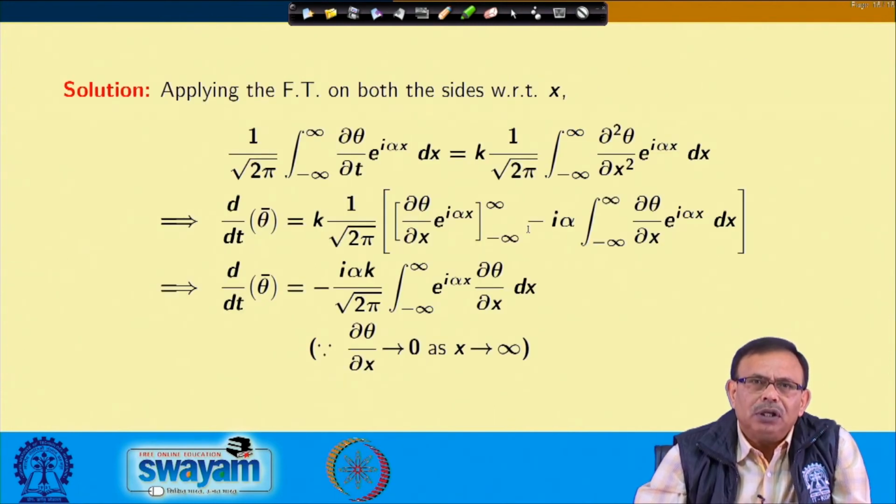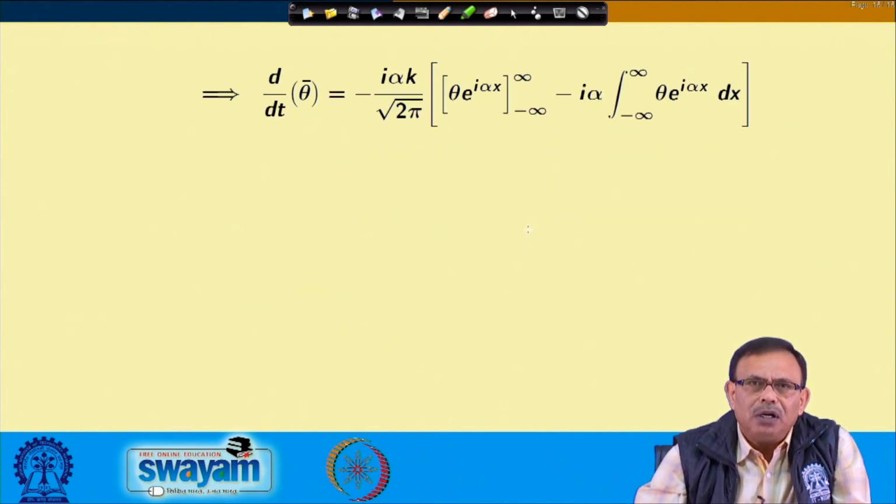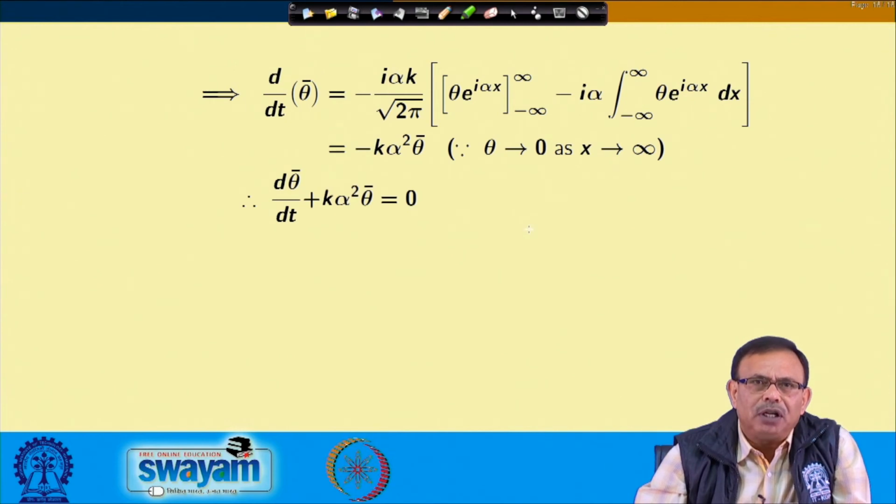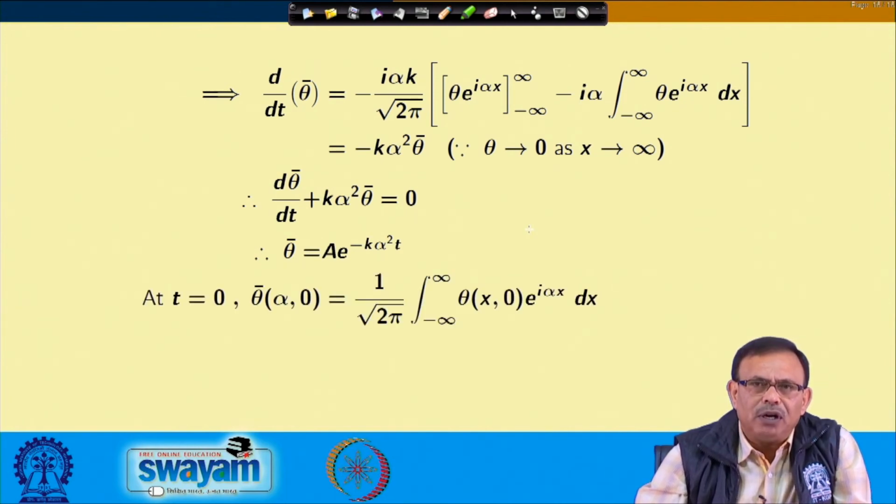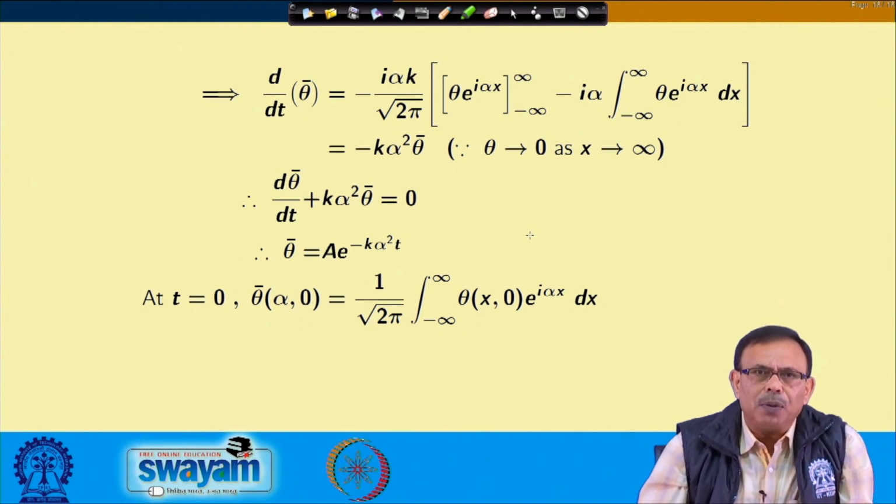And as theta approaches 0 as x approaches infinity, the limiting value of the first term will be 0, so I will have only the second integral. Now, the second integral I evaluate using integration by parts, and this ultimately becomes minus k alpha square theta bar, where theta approaches 0 as x approaches infinity is given to us. So, I am getting the differential equation like this, whose solution is theta bar equals a e power minus k alpha square t. So, I have to find out the value of a at t equals 0, theta bar alpha 0.